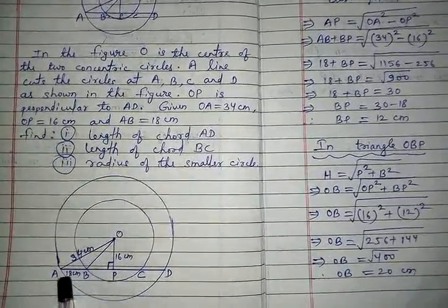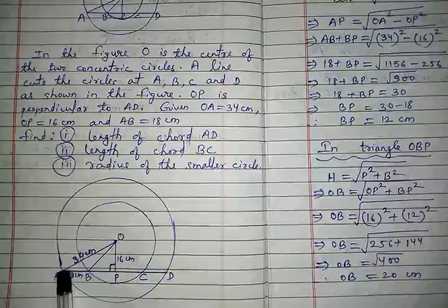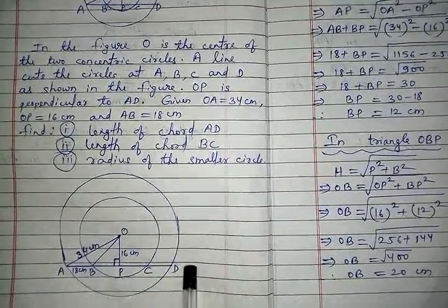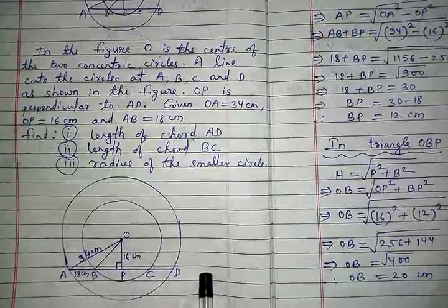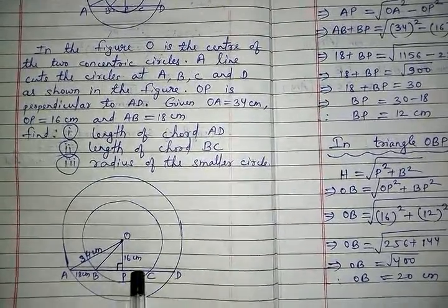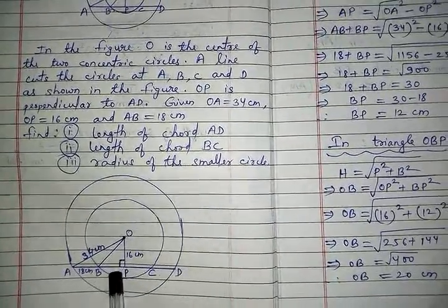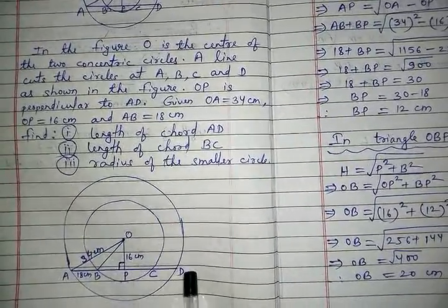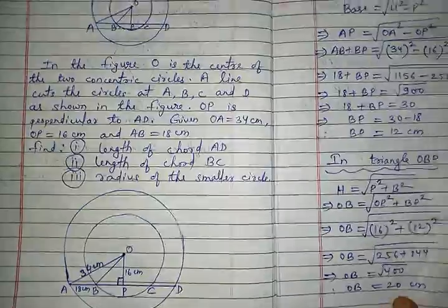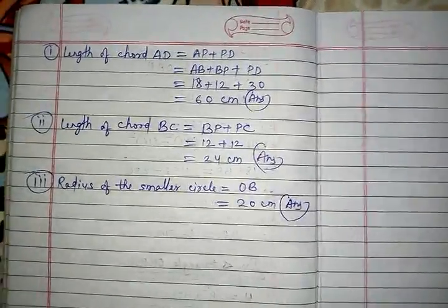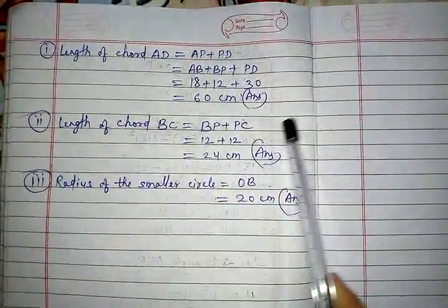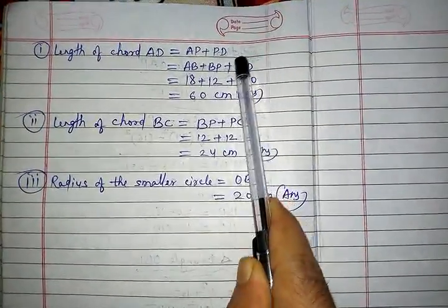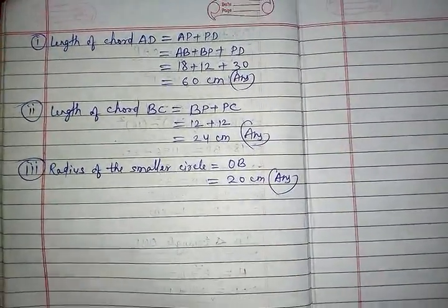Length of the chord AD, that means whatever is the value of AP, if we double it, the value of AD will come. So we can say value of AP is 18 plus, just now we got 12. 18 plus 12 is 30. 30 plus 30 will be 60. So our first answer is 60 centimeter. You can see same thing, I wrote 18 plus 12 is 30. If this is 30, PD also will be 30. 30 plus 30 is 60.